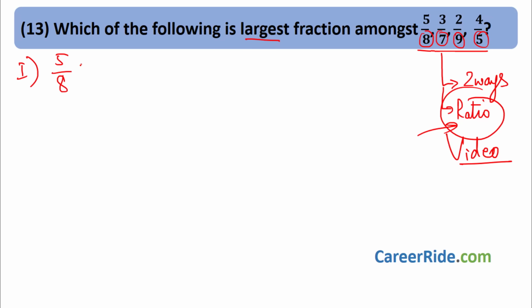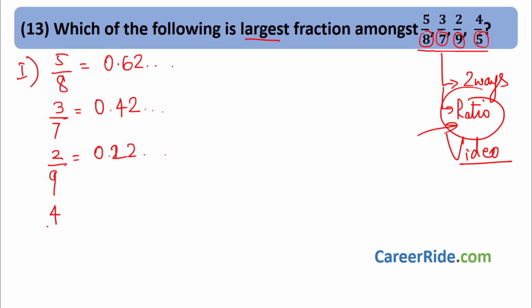We have 5 by 8, that would be 0.6 something. The next one would be 3 upon 7: 7 zeros are 0, 30, 7 fours are 28, 7 twos are 14, so about 0.42. Next one is 2 upon 9, this is 0.22, 9 twos are 18, 20, again 2, it goes on. 4 upon 5 would be nothing but 0.8. We directly know this is largest. So when the denominator is less than 10, it becomes easier to divide. So directly divide and get the answer.